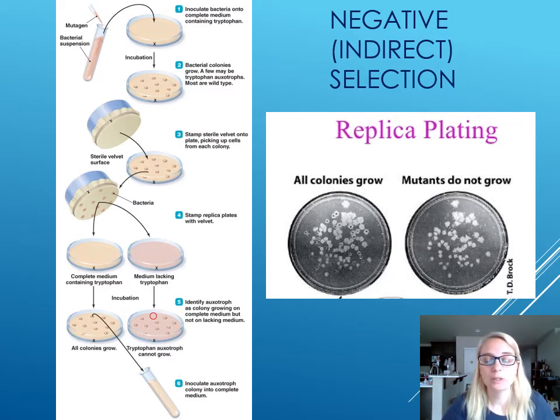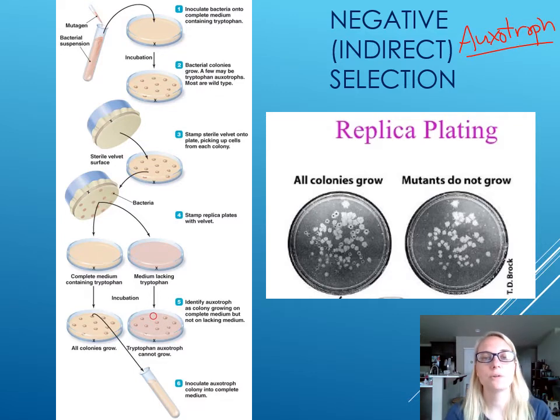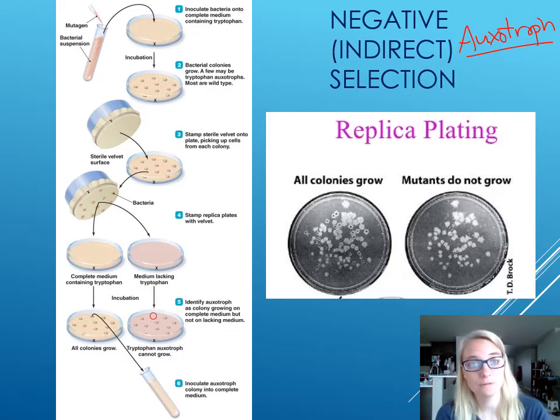In this case, we're going to be looking for mutants that are what we call auxotrophs. An auxotroph is a bacteria that's lost the ability to make a growth factor. So in this case, we're going to be looking for tryptophan auxotrophs. We just got done going over the trp operon, so we know that the bacteria have the trp operon. When it's expressed, they can make their own tryptophan to incorporate it into their proteins.